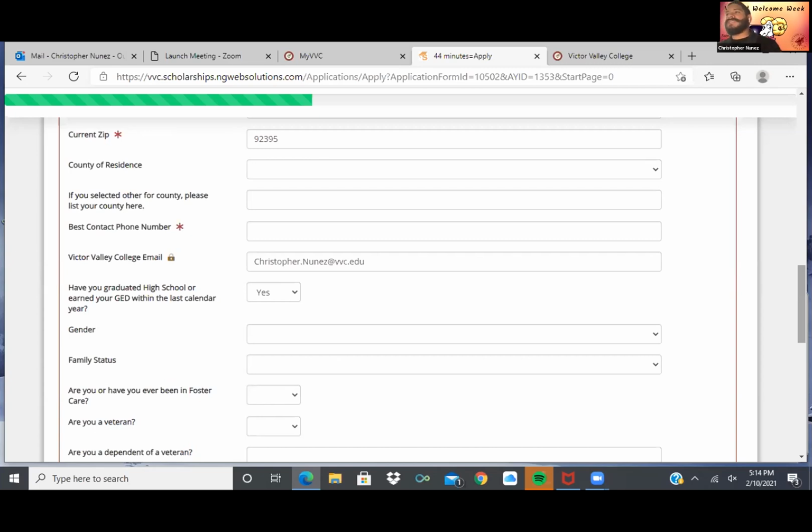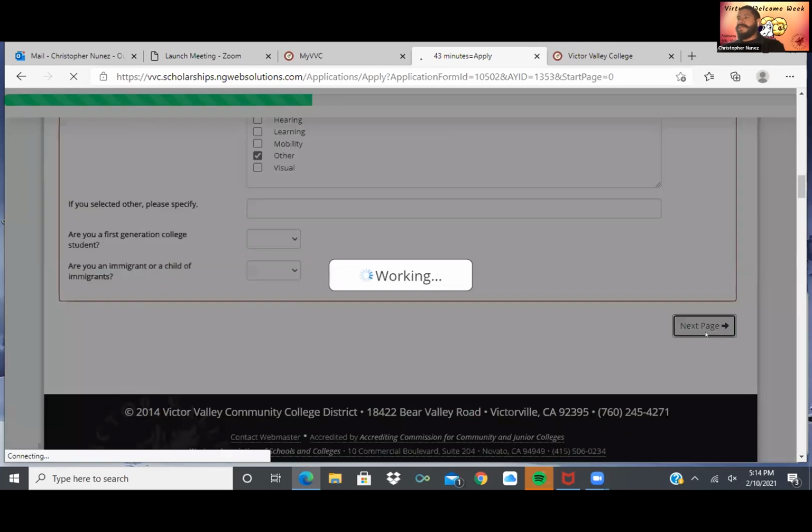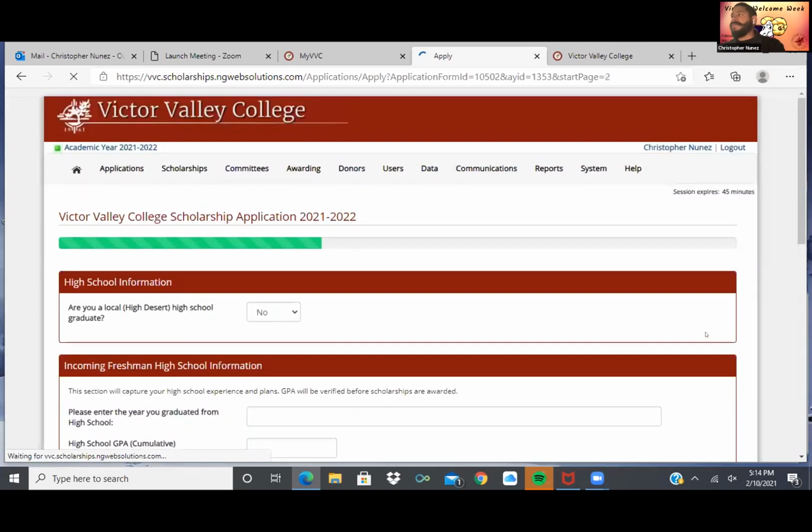You may notice that there are some questions on here. Of course, it asks you about your ethnicity, if you have any disabilities. Every question that appears on a scholarship application is there because one of our scholarships, depending on how you answer that question, opens up your eligibility for that scholarship. So it's important to answer everything as completely, as thoroughly, and as honestly as possible. We'll go over to the next one. Nothing on this application can penalize you.